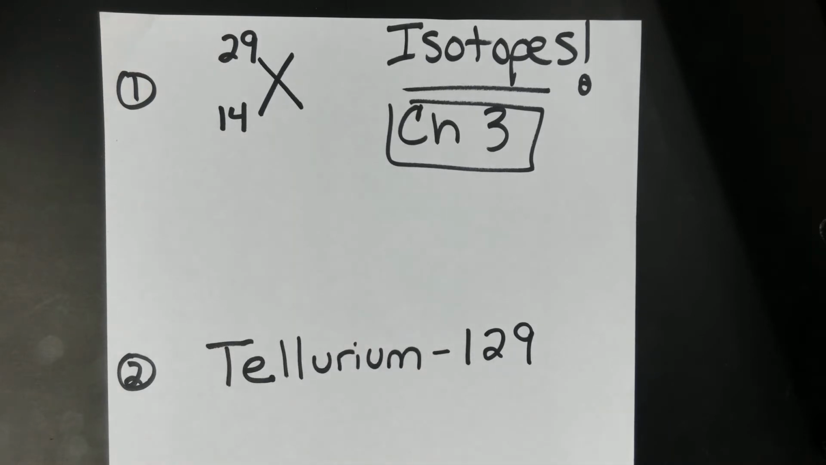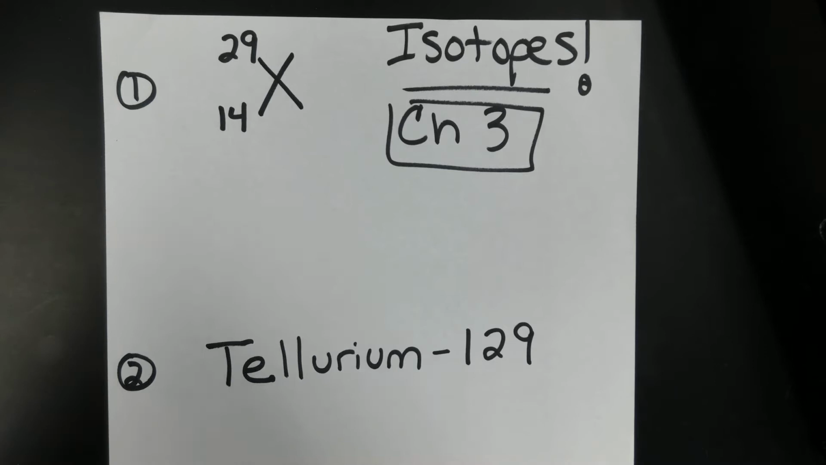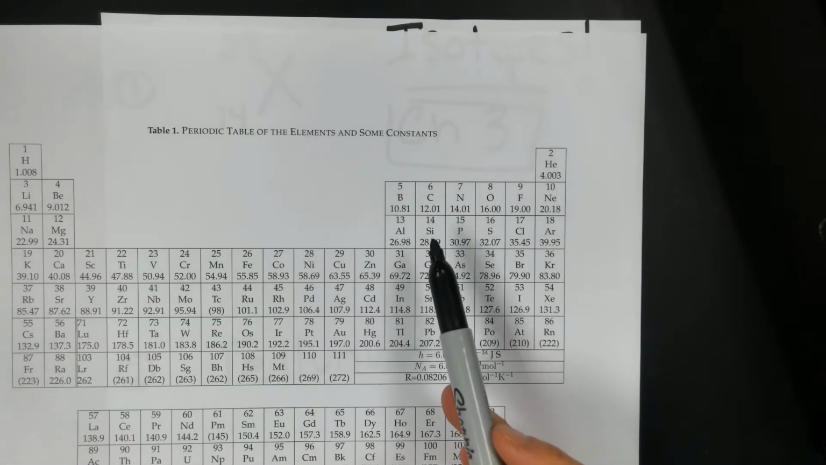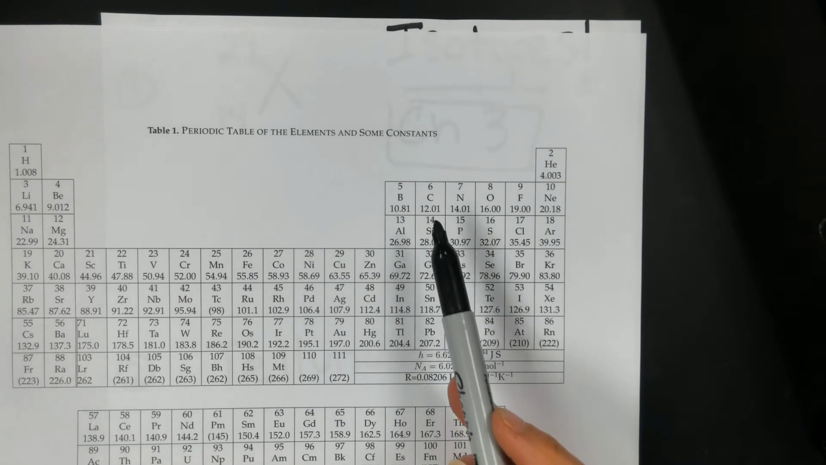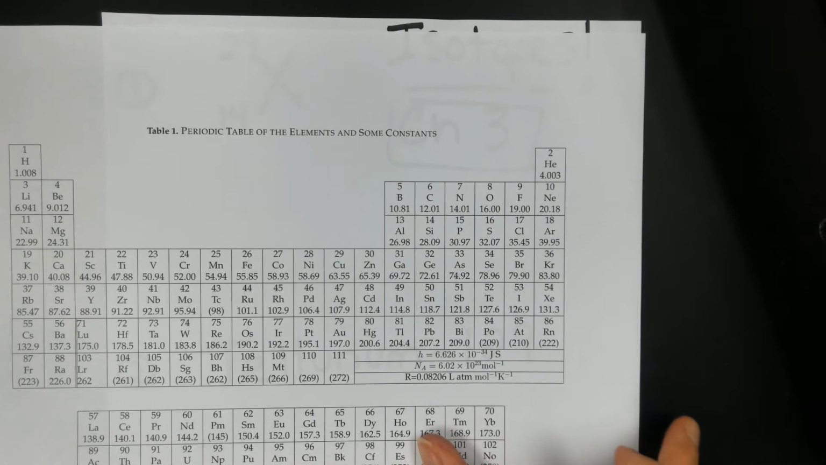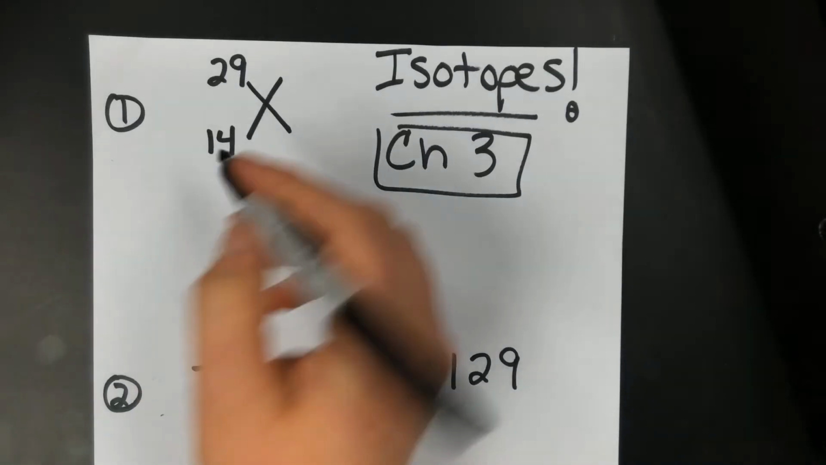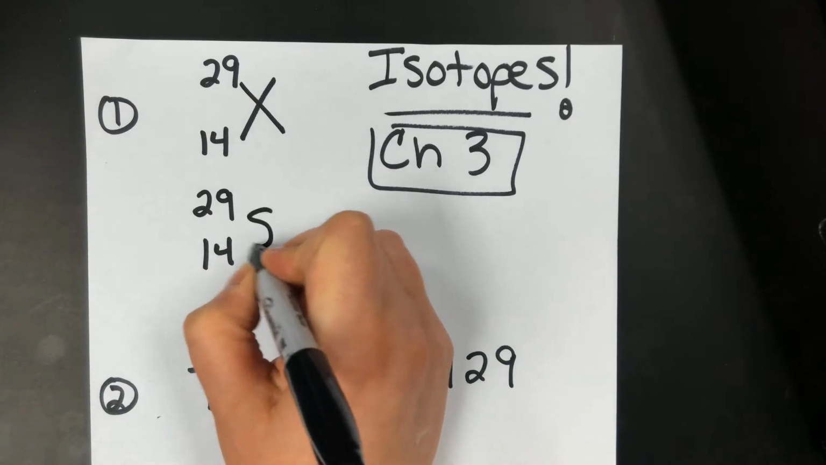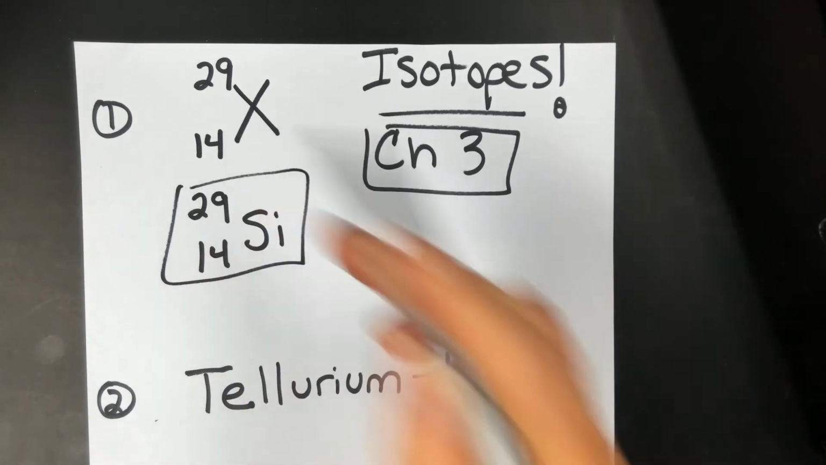So let's look at the periodic table, and I look for number 14. Why? Because number 14 is the number of protons, so that's the atomic number, so it's Si. So I can rewrite this symbol actually as 29 14 Si, right? So this is really the symbol I'm working with.